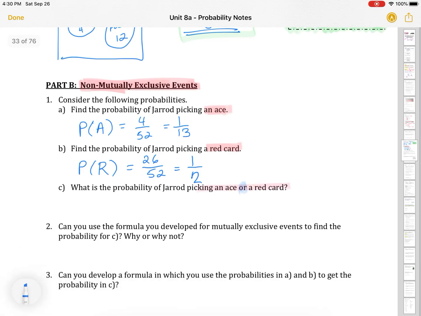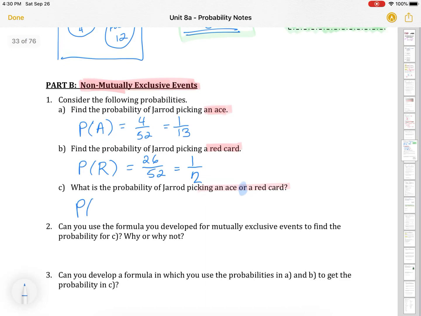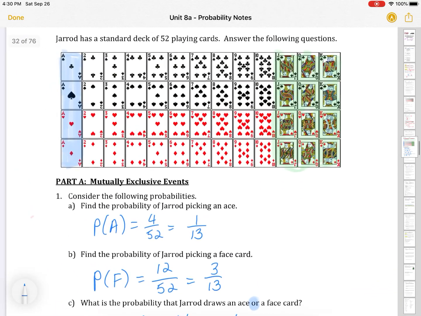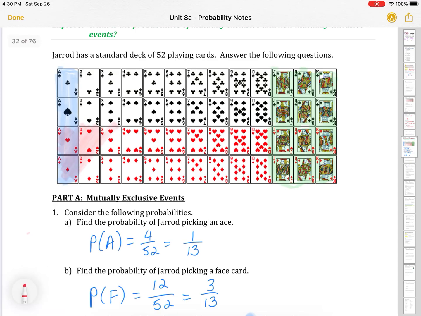Now we want to know the probability of Jared picking an ace or a red card. Again, we're using the word or, so let's map this out. The probability of an ace or a red card. Now, if we take a look at our cards, we're going to scroll back and shade in the red cards.